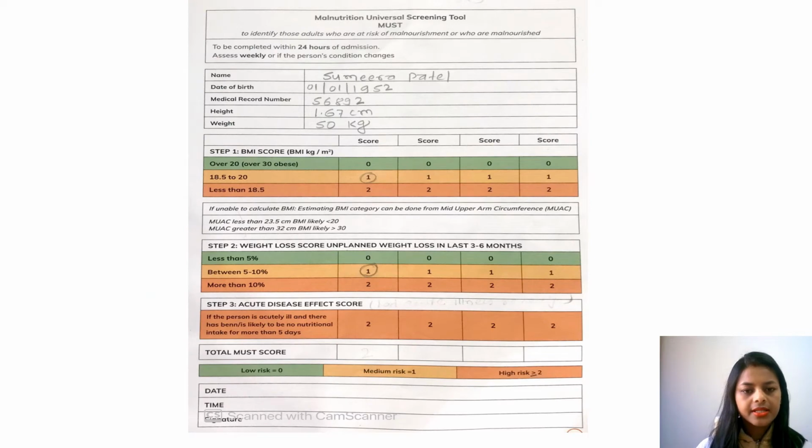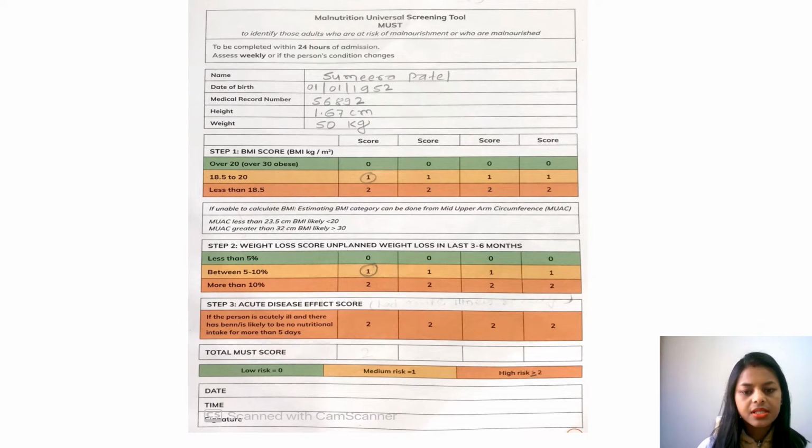So in the OSCE exam, you will get this paper and this paper will be pre-filled, where the patient name, date of birth, medical record number, height, weight will be already written, and also the circle is already present in step 1, step 2, step 3 based on the patient condition. So step 1 is BMI score of the patient, step 2 is unplanned weight loss in the last 3 to 6 months, and step 3 is acute disease effect score.